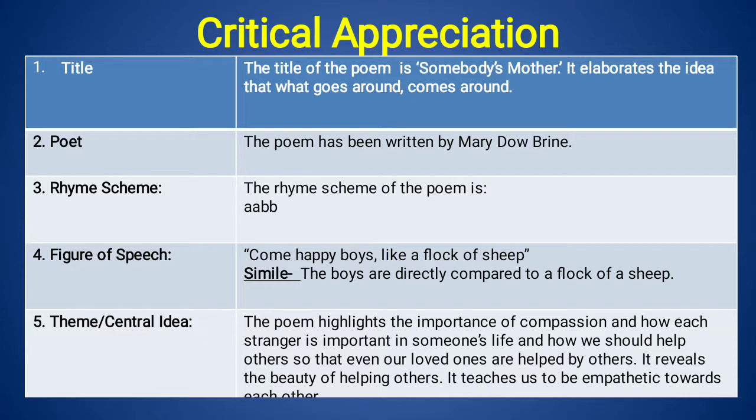The fourth point is figure of speech. In this point, we need to at least elaborate one figure of speech from the poem. So here I have explained the example of the simile. Come happy boys like a flock of sheep. So here the boys are directly compared to a flock of sheep.